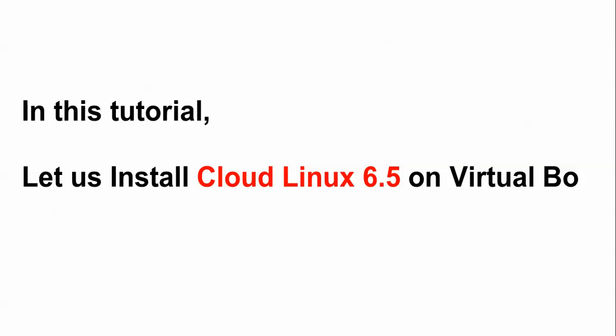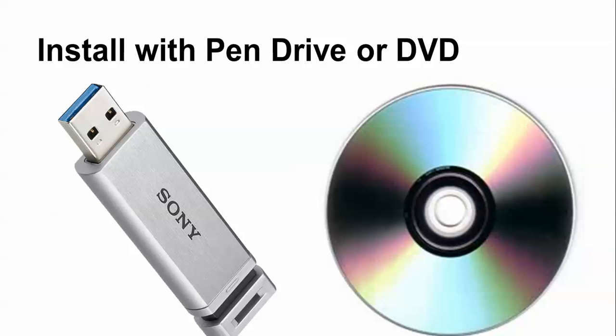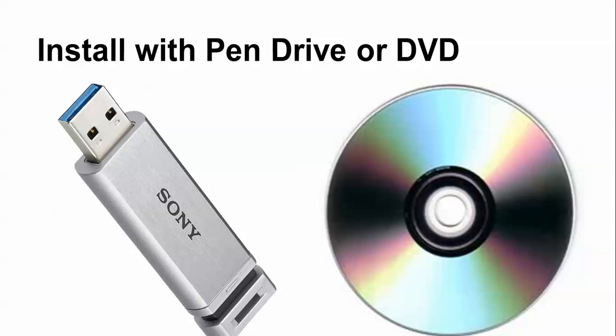In this tutorial, I will show you how to install CloudLinux version 6.5, the latest version, on your VirtualBox. You can install it on a server, desktop and laptop also, with the help of a pen drive or an empty DVD. You need to make the pen drive or DVD bootable so that you can install on that server, desktop and laptop also. And you can install not only on a desktop or server, you can also install in VMware Workstation. Now I will show you how to install in VirtualBox.